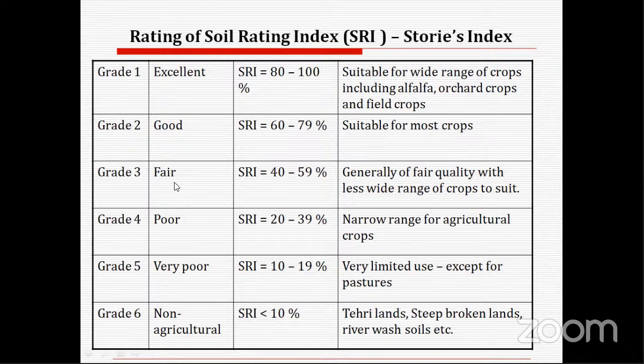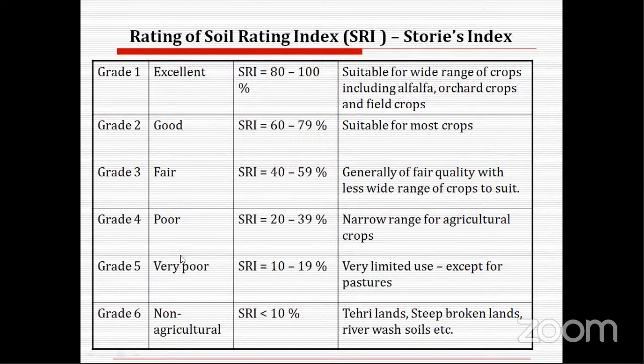Whereas grade 3 is fair, students. Fair conditions will be there, and the soil rating will be around 40 to 59%. Generally it is fair quality, suitable for a less wide range of crops. We can grow some light crops, not as many as in the first two, but we can still grow some crops here. But in grade 4, students, poor condition will be there. The soil rating index is around 20 to 39%. We can grow only very narrow, very limited crops.